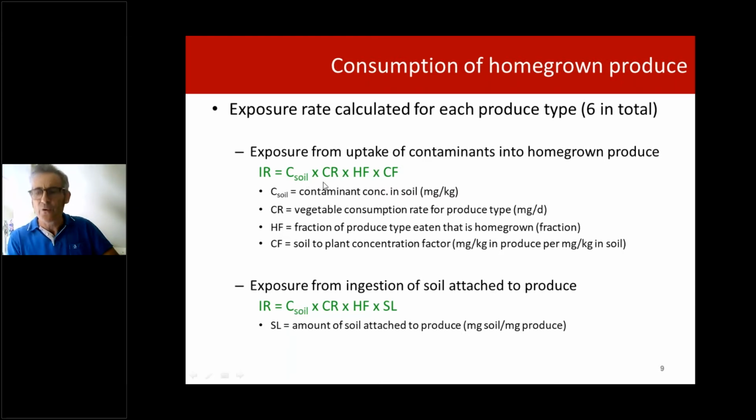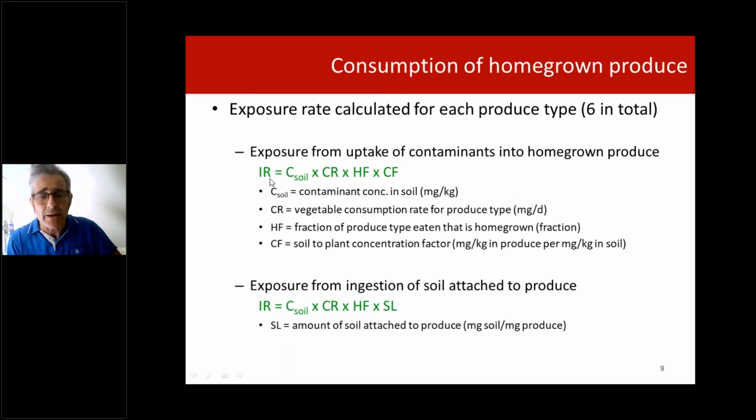Now, the equation for this intake rate, again, is equal to the concentration in soil times the consumption rate, CR. This is the amount of that produce type. Remembering in CLEA, there are 6 different produce types. You've got tubers, i.e. potatoes, and root vegetables, carrots, parsnips. You've got green veg, lettuce, broccoli, cucumber, whatever. And then you've got 3 fruit types: tree fruit, apples, pears; shrub fruit, blackcurrants and brambles; and then herbaceous fruit, strawberries. So those are your 6 produce types.